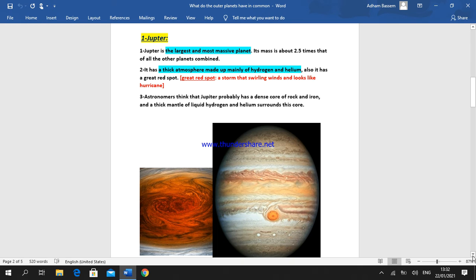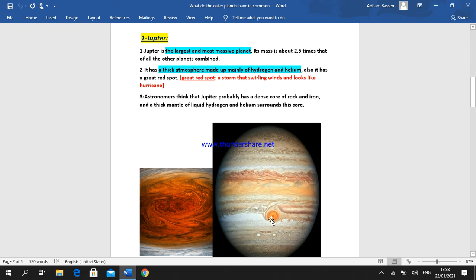Number 2, it has a thick atmosphere made mainly of hydrogen and helium. And when we see the figure in front of you, we see a great red spot on its surface. The great red spot is considered a storm of swirling winds and looks like a hurricane. This is the great red spot.